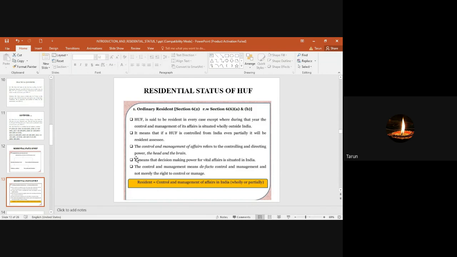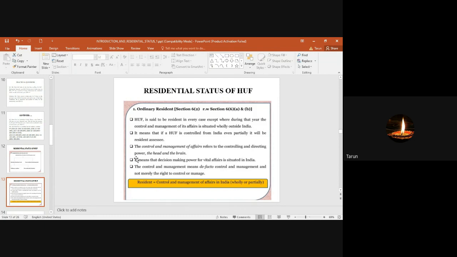So that person is called Karta. Karta is a person who has control and manages all the affairs of the company. He's the head, and he's the brain of the company as well. And he's called Karta. So now you can read.